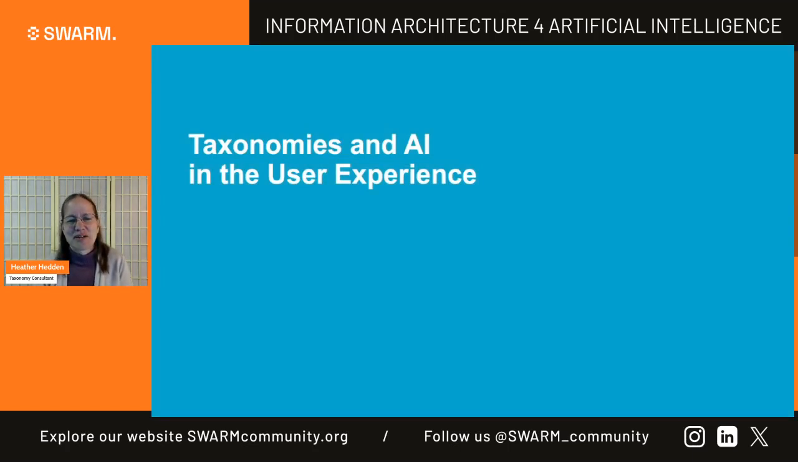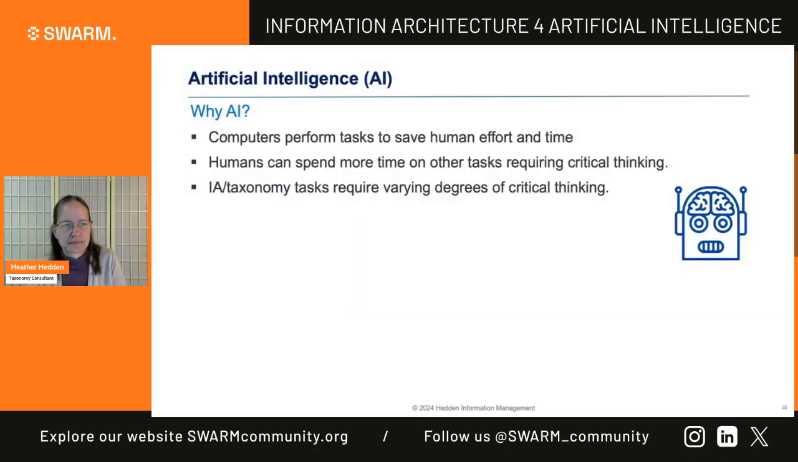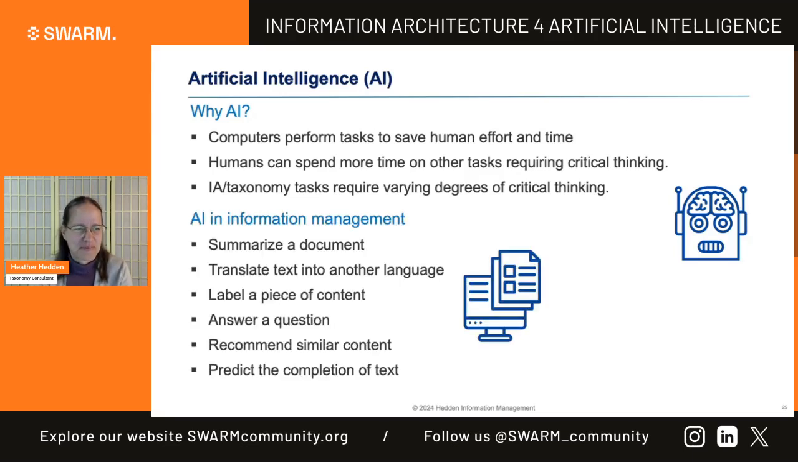Next, taxonomies and AI in the user experience. So I was talking about taxonomies and IA in the user experience. Now taxonomies and AI, artificial intelligence in the user experience. Now I'm introducing why AI is that computers perform tasks to save human effort and time, of course, and humans can spend more time on other tasks requiring critical thinking. So information architecture tasks requiring varying degrees of critical thinking, so it's not going to substitute everything.